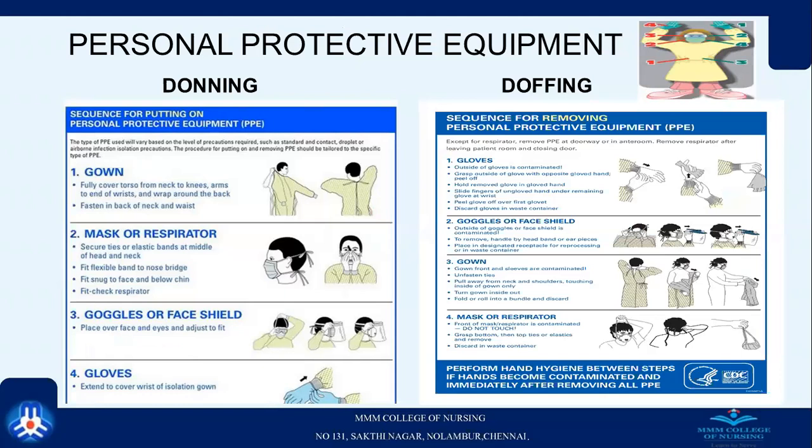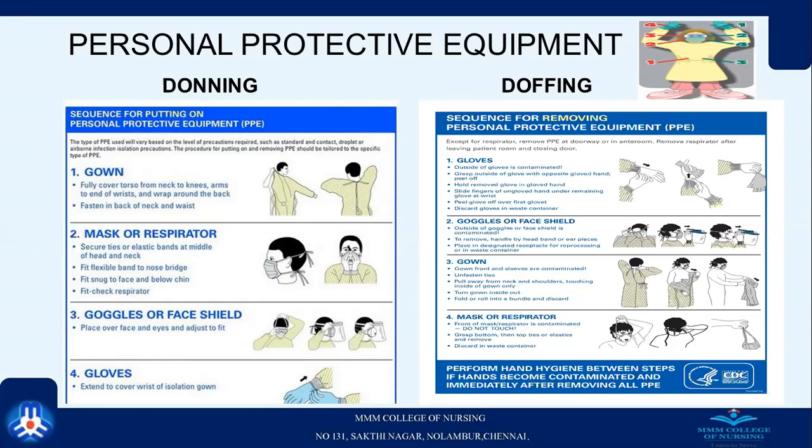Next element is personal protective equipment. When we say personal protective equipment, we have a sequence of how to put on, that is donning, and how to remove, which is doffing. The sequence is different for donning and doffing. In case of donning, the sequence starts with the gown, second the mask or respirator, third goggles or face shield, and finally the sterile gloves are put on.